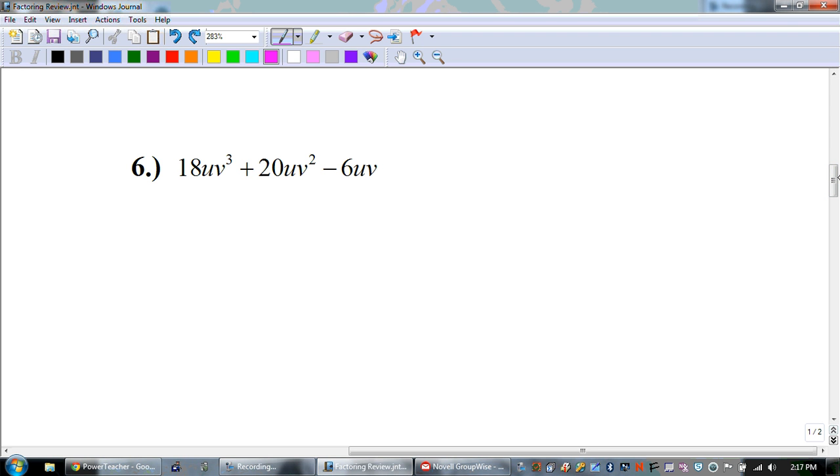All right, number 6. Once again, you're going to get tired of me saying this. Is there a GCF? What numbers go into 18, 20, and 6? There's a number. Yeah, it's 2. I can divide everything by 2. Also looking at the variables, they all have a u. And also they all have at least 1v. So my GCF is 2uv.